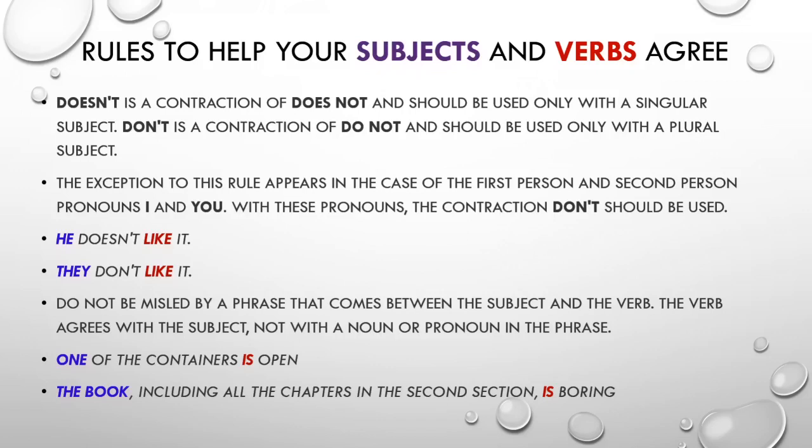The word containers is between the subject and the verb, so we should not confuse that with the other part. The book, including all the chapters in the second section, is boring. Here we are taking only the book and the is. The book is singular, so the verb is also singular. So we are not taking into consideration the part which is between those two parts. So that is one of the rules that you use to help the subject and the verb agree.